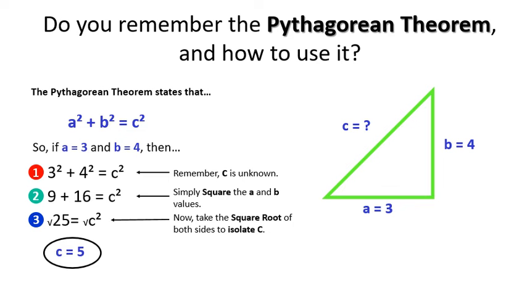The Pythagorean Theorem states that a squared plus b squared equals c squared. So if a equals 3 and b equals 4, then 3 squared plus 4 squared will equal c squared. Remember, c is unknown, and 3 squared plus 4 squared will translate to 9 plus 16. And when we add that, we'll get 25 is equal to c squared. So to isolate c squared, or to isolate c, we would just take the square root of c squared and 25, and we'll get c equals 5.